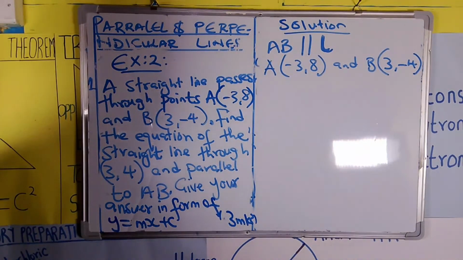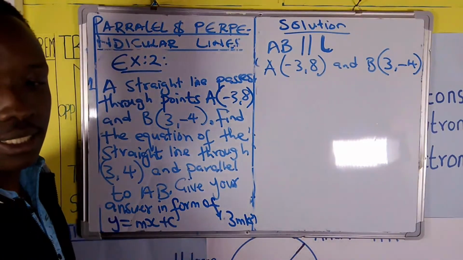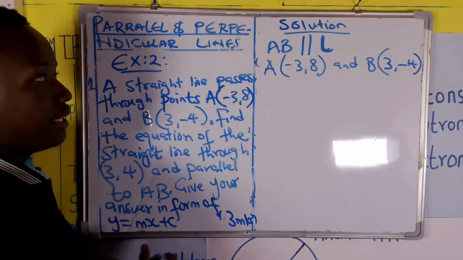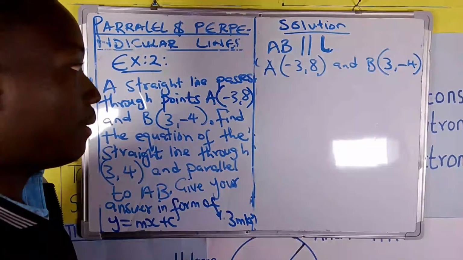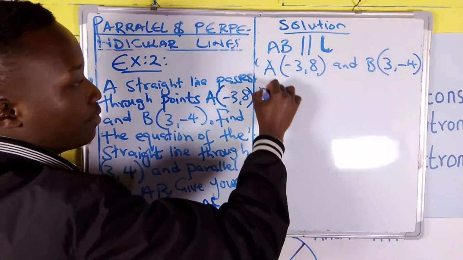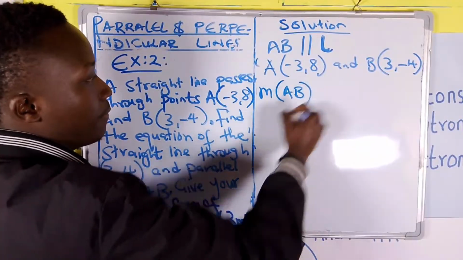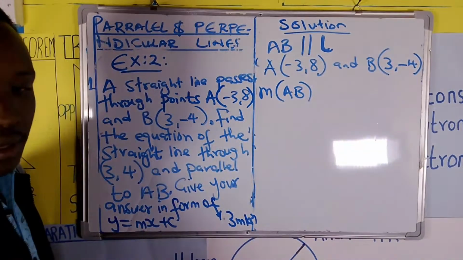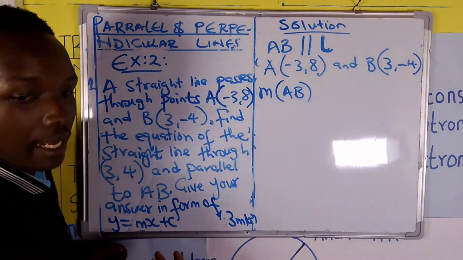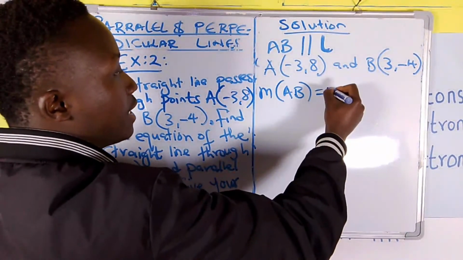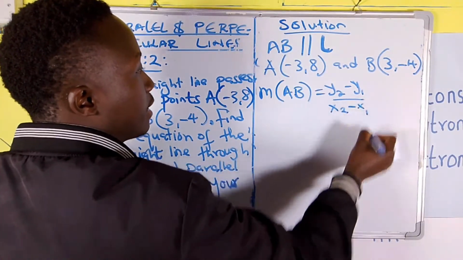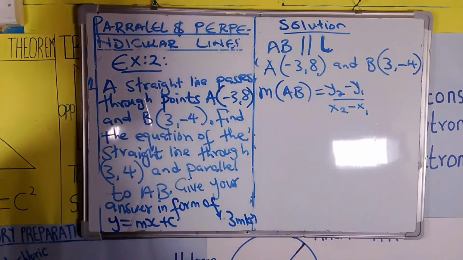So for us to answer this question, we will first determine the gradient of line AB. And how we determine the gradient, we discussed it in our video number 1. In this case, if I use M to represent the gradient of AB, you will understand because M is a representation of the gradient from our equation. So we have our M of AB as change in Y over change in X. That is what we said, change in Y over change in X.